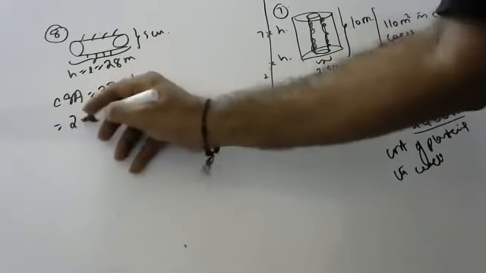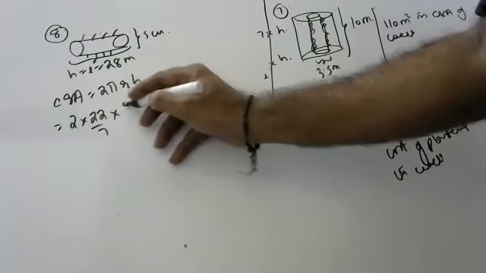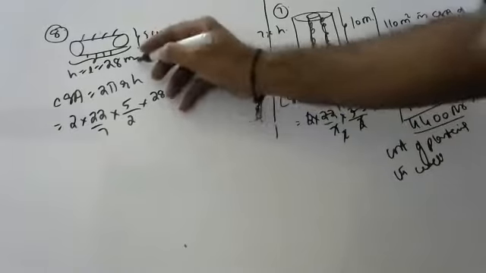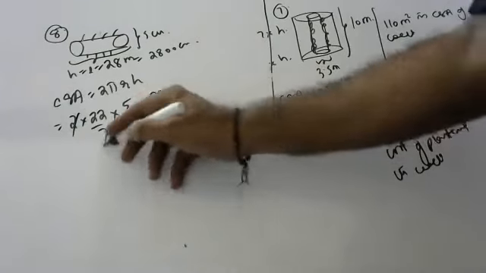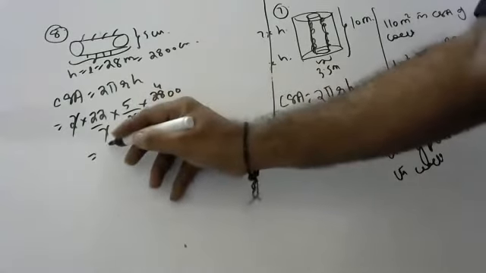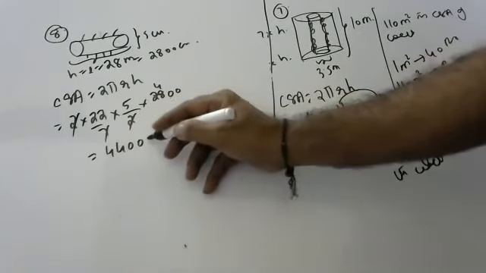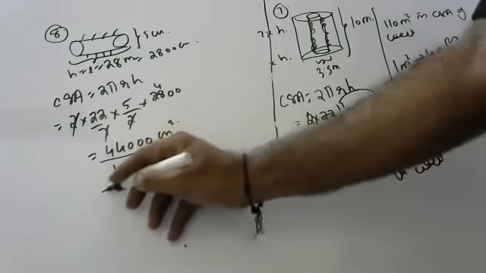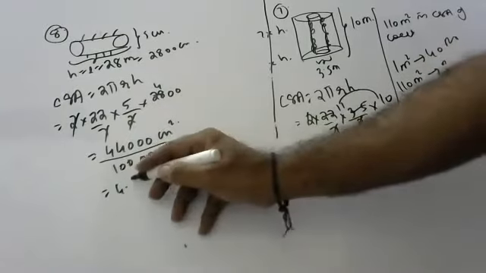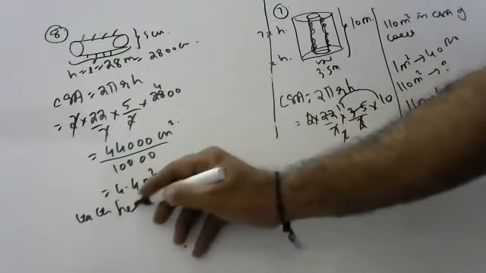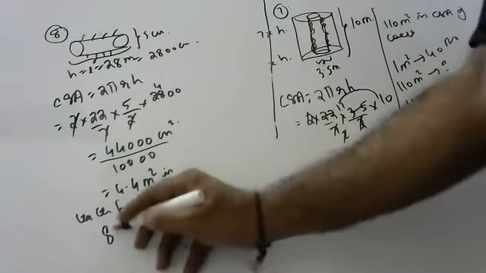Tell me. 2 into 22 by 7 into 5 by 2 into 2800. 2 cancel, 7 into 400 is 2800... 2 into 22 into 5 into 400 by 2 is 44000 centimeter square. Convert into meter square, by 10,000. 4.4 meter square is the heat radiating surface in the system.